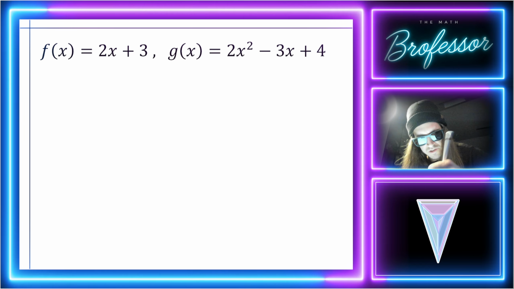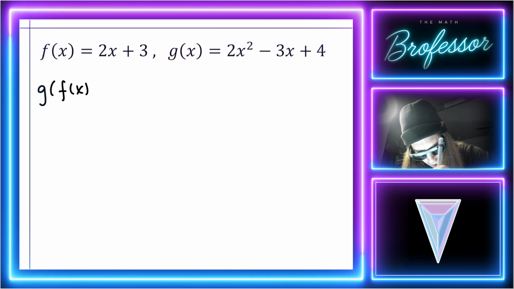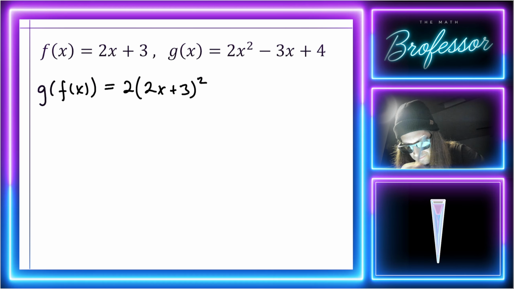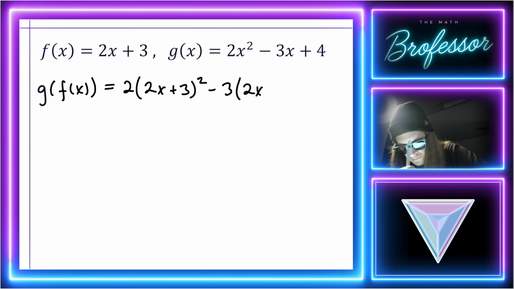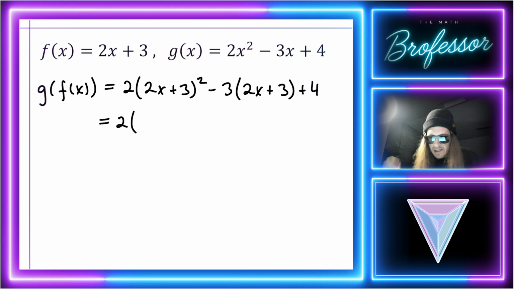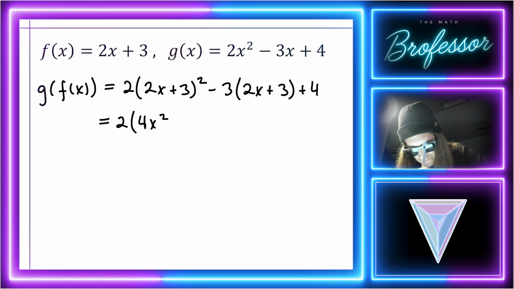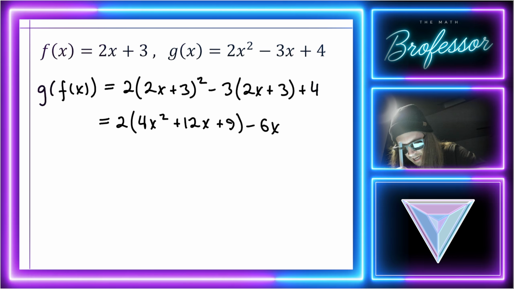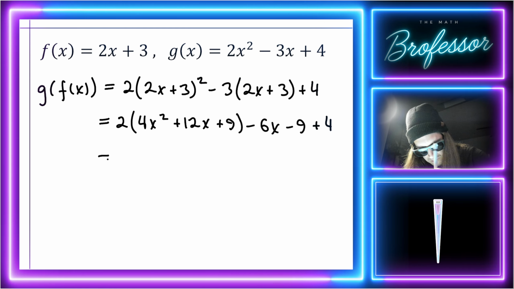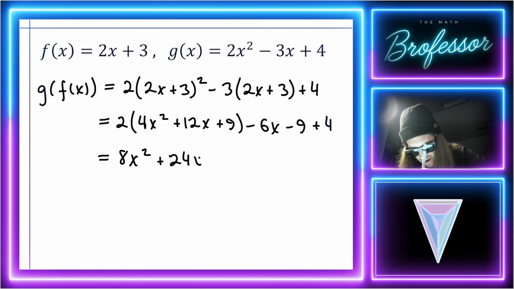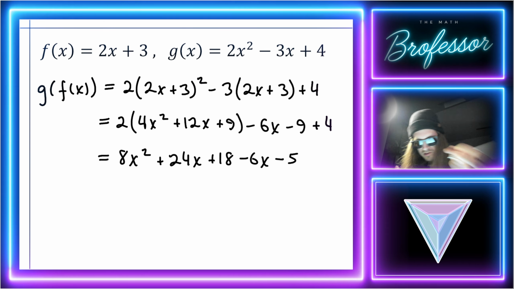And now for g of f. G of f is going to be 2x plus 3 squared minus 3 times 2x plus 3 plus 4. If we FOIL 2x plus 3, 2x plus 3, that's 4x squared plus 12x plus 9. Distribute the negative 3, that's minus 6x minus 9 plus 4. Distribute the 2, that's going to be 8x squared plus 24x plus 18 minus 6x. At the end here, negative 9 plus 4 is negative 5, so we could do that right away.